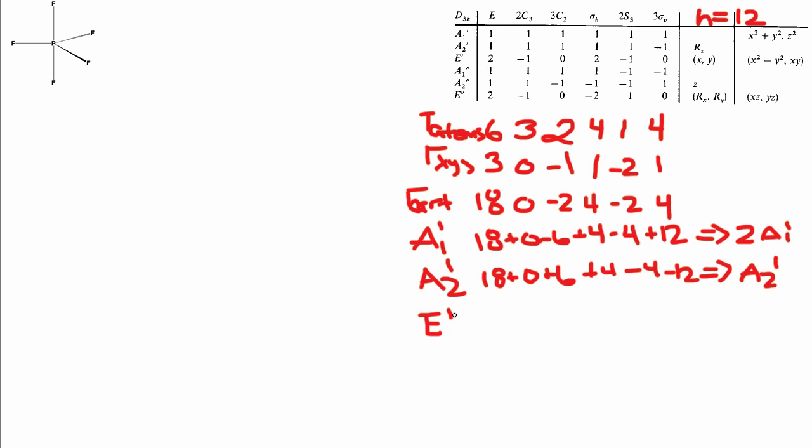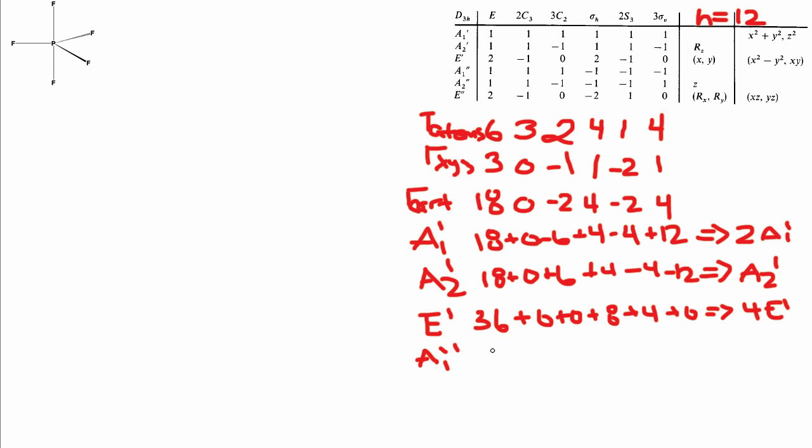The next irreducible representation that we'll look at is E prime, and in this case we'll have 18 times 2 will give us 36, plus 0, 6 times 0 gives us 0, 4 times 2 gives us 8, minus 4 times minus 1 gives us positive 4, and then 0 times 12 gives us 0. And so what we end up with in this case is a total of 4 E prime, right? So we'll have a value of 48 in this case.